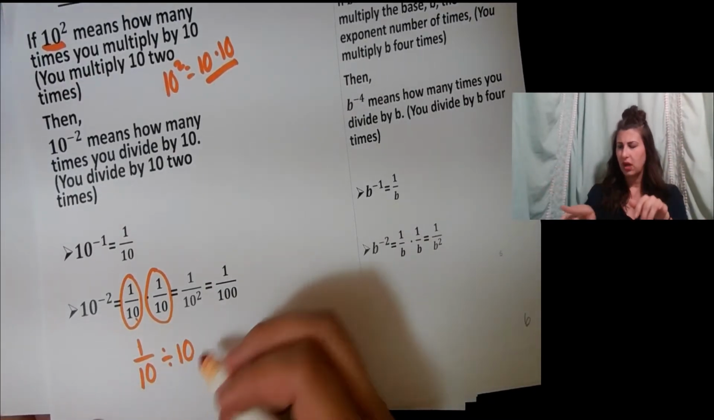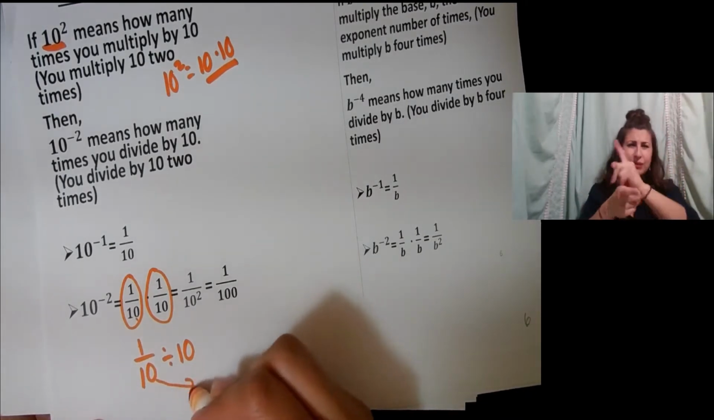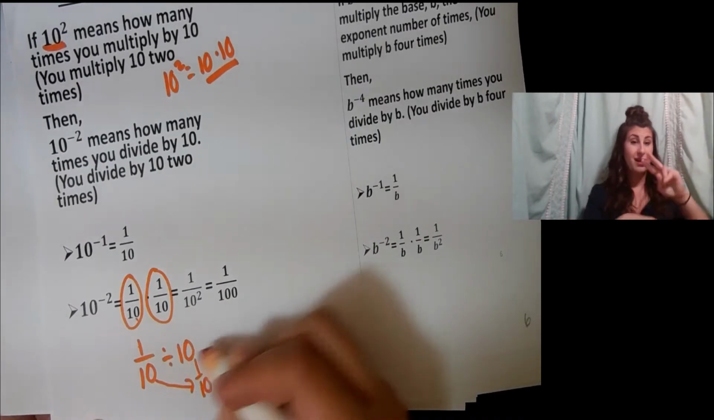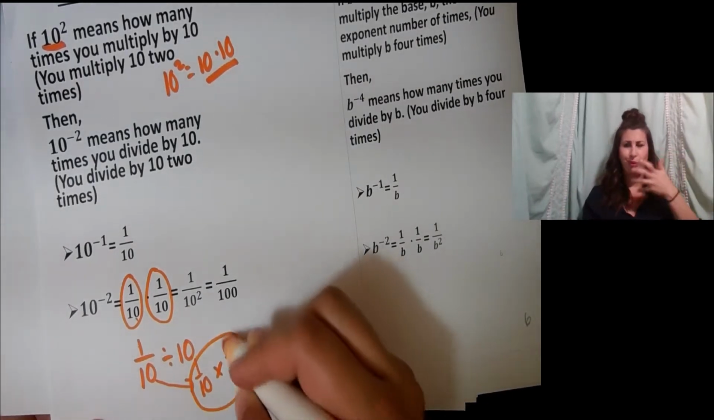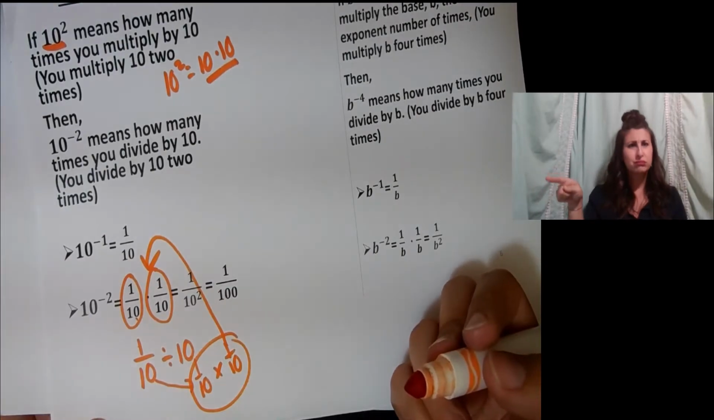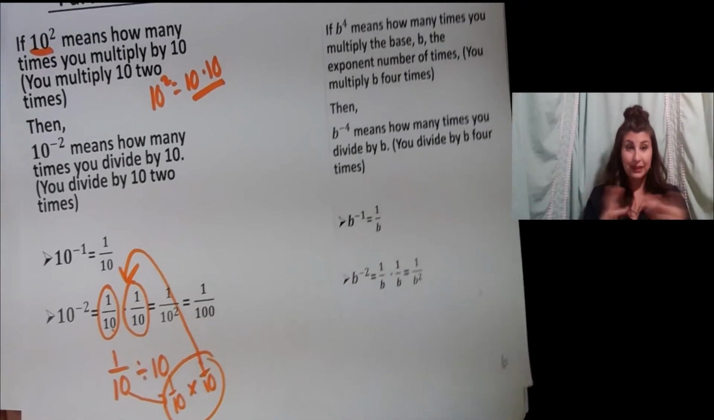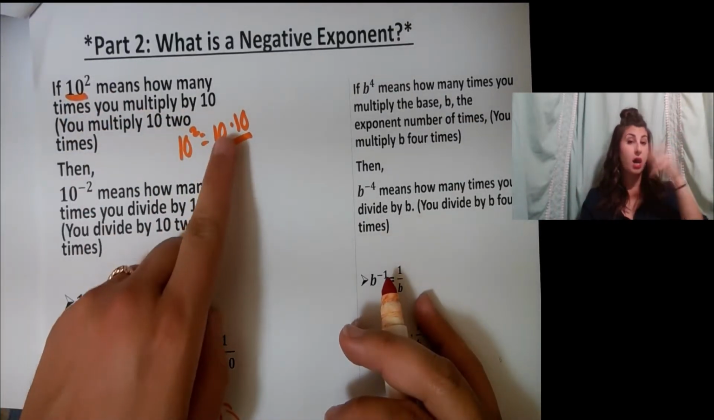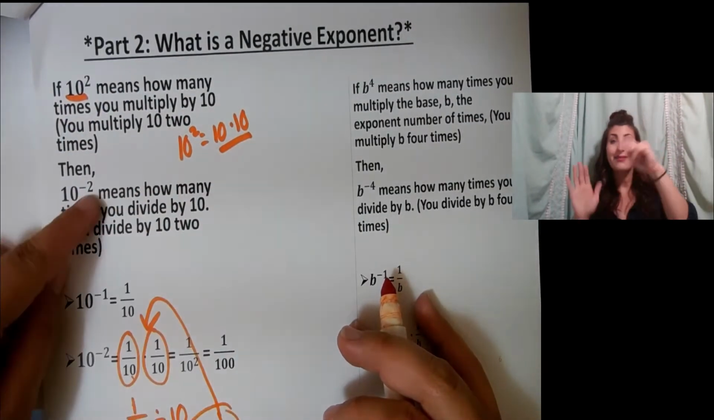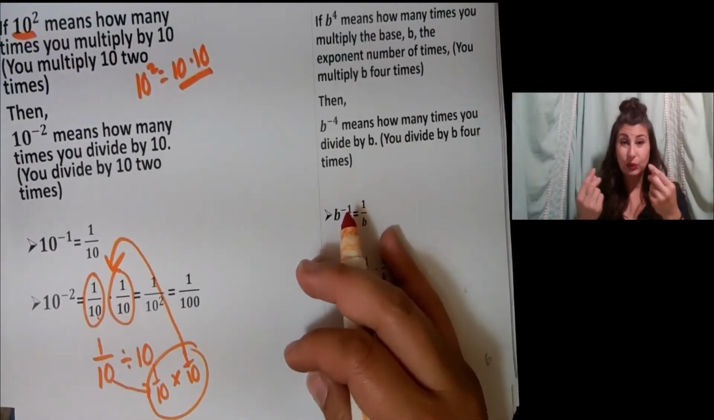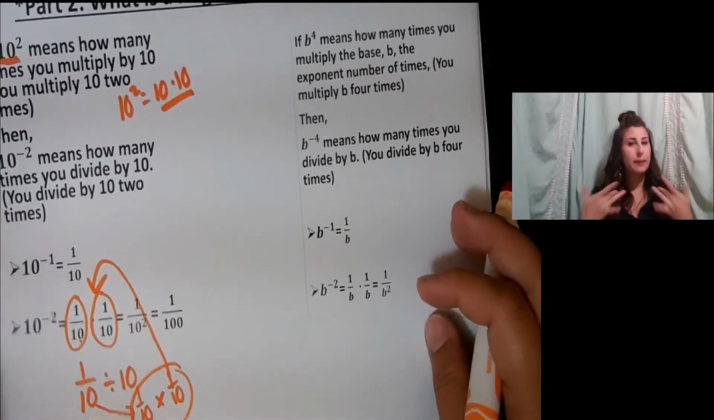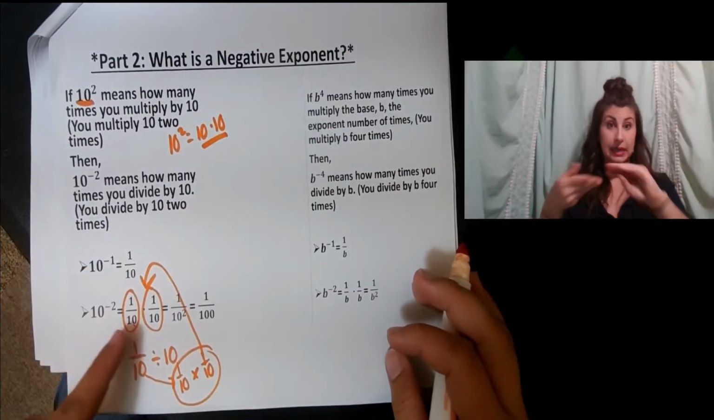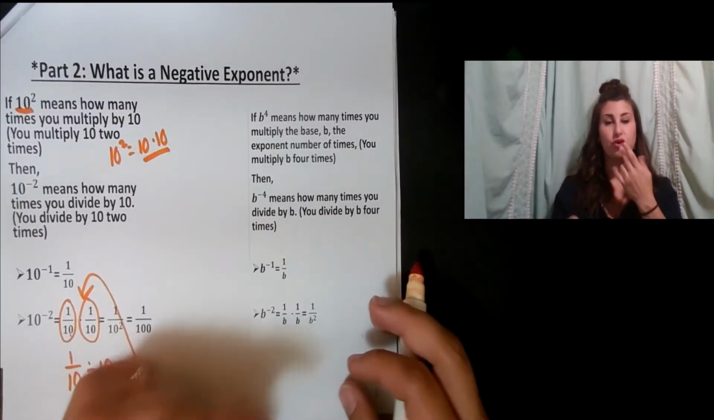Well, this is the same thing as saying keep, change, flip. Remember, keep this one the same. Change the division to multiplication and flip that one. Whoa, this matches exactly right here. That's what that is. So when I have a positive exponent, I'm multiplying. If I have a negative, I'm really dividing. That's what's happening. So say if you don't want to look at it in terms of numbers, if you want to look at it in terms of variables.